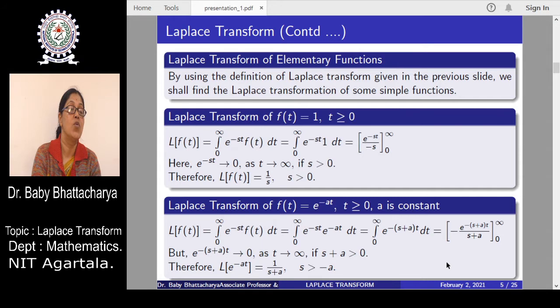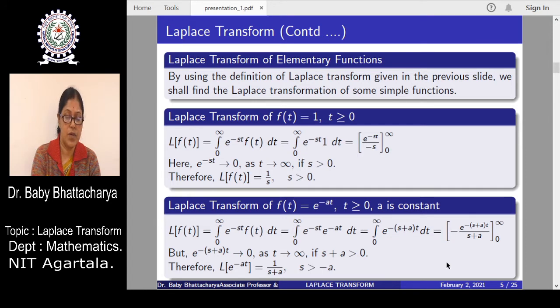Now after integrating we obtain e to the power minus st whole divided by minus s, and we put the limits from 0 to infinity. Now we observe that e to the power minus st approaches 0 when t approaches infinity and s is strictly greater than 0. So accordingly, the Laplace transformation of the function f(t) equals 1 is 1 by s, provided s is strictly greater than 0. That means the Laplace transformation of f(t) equals 1, the function capital F(s), appears in the form of 1 by s, where s is strictly greater than 0.